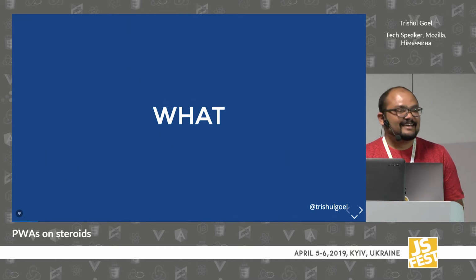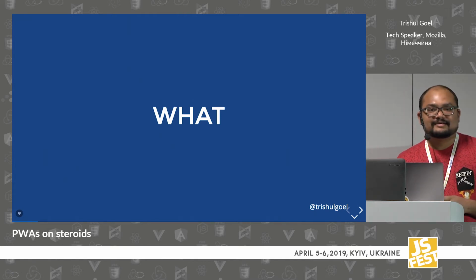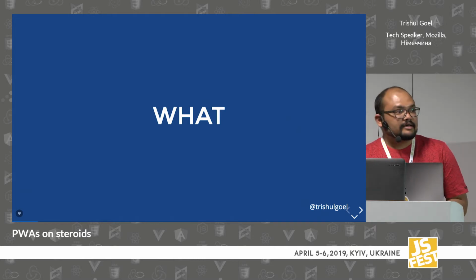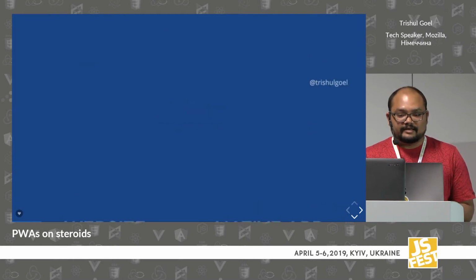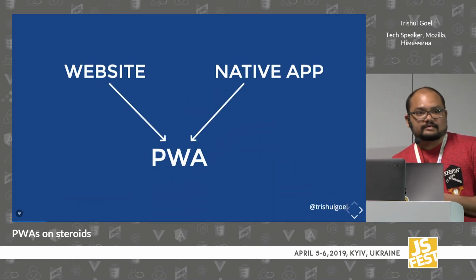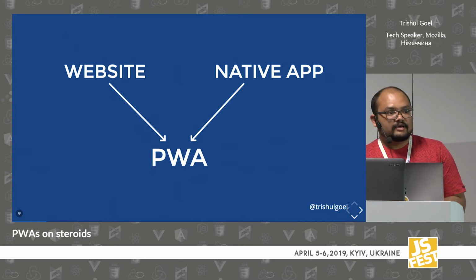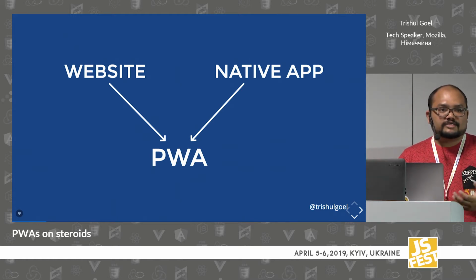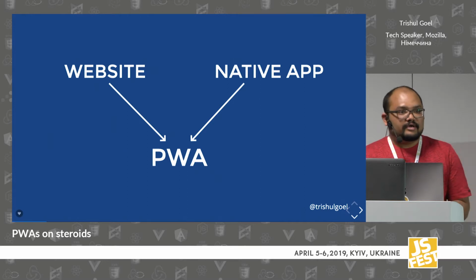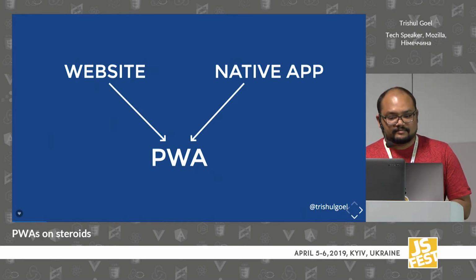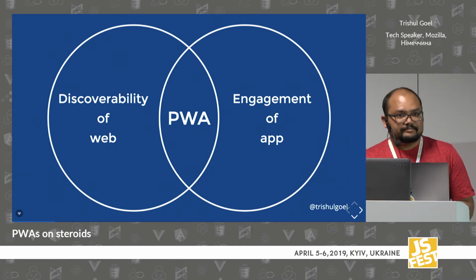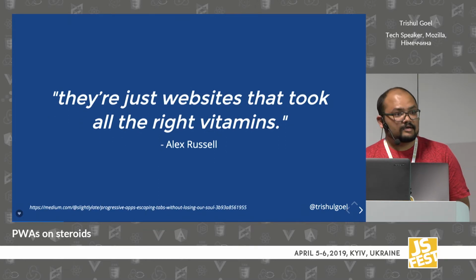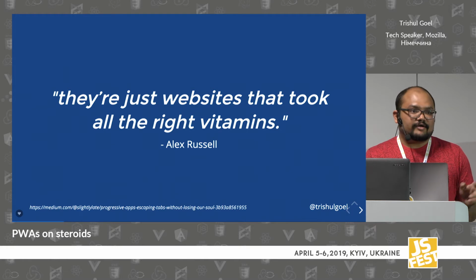Good. Nice one. Perfect. So a progressive web app is a mix of native app and a website. It is good from both words, some of the website, some of the native app. So a progressive web app uses modern web technologies to give a website an app-like experience. It has the discoverability of the web and the engagement of an app. So as Alex Russell put it, they're just websites that took all the right vitamins.